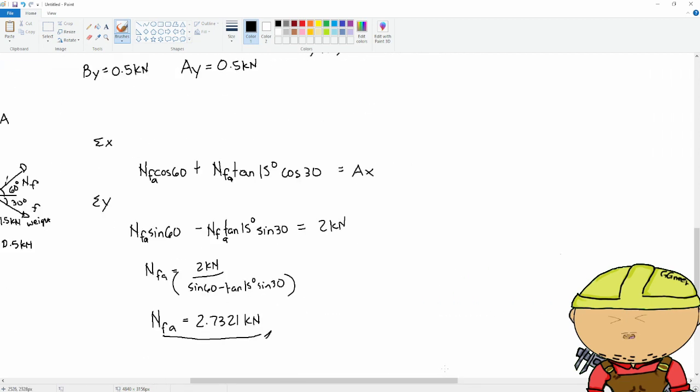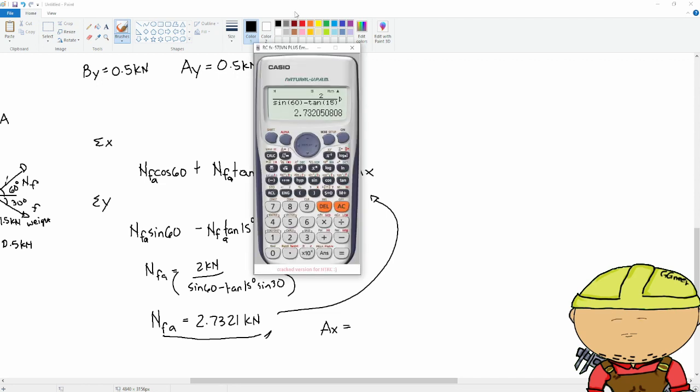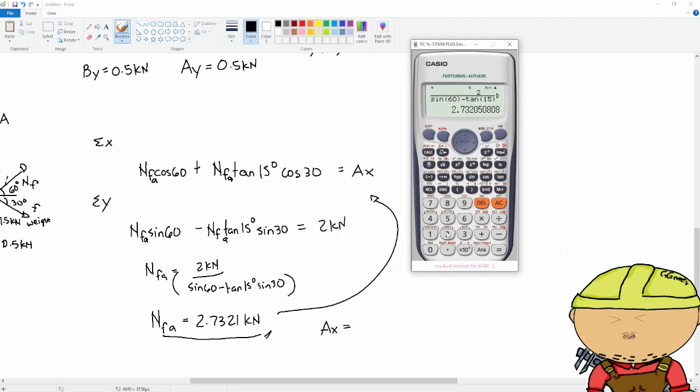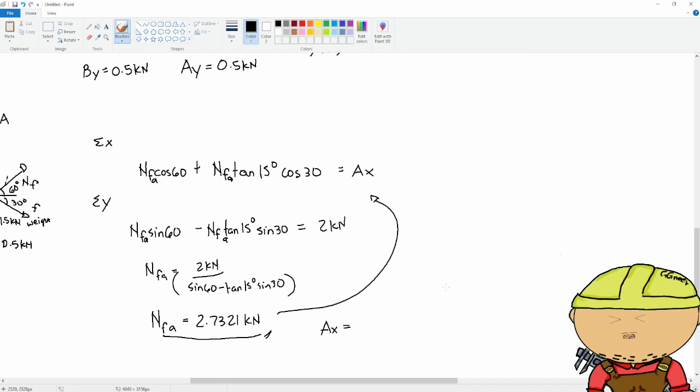Okay, we can get the AX too. Substituting the value on this part, we can get AX. AX will be 2.7321 cosine 60 plus 2.7321 tangent 15 cosine 30. AX is 2 kilonewton.